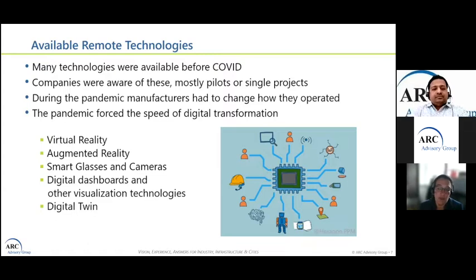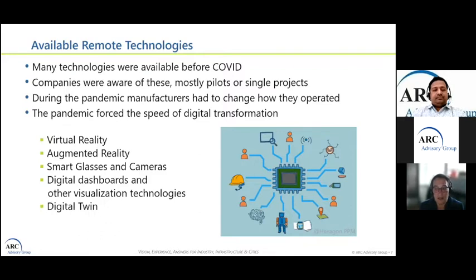I would like to take you through some of the remote technologies that were already available before COVID, of course, but most companies had a pilot or a single project. There were a few very advanced companies. We all perhaps have heard about the unmanned oil platforms in the Norwegian Sea, but those were single events actually. As these technologies were available, during the pandemic the manufacturers suddenly had to change the way they operate, and they were aware of these technologies, and suddenly they were in big demand, and also the support was in big demand.